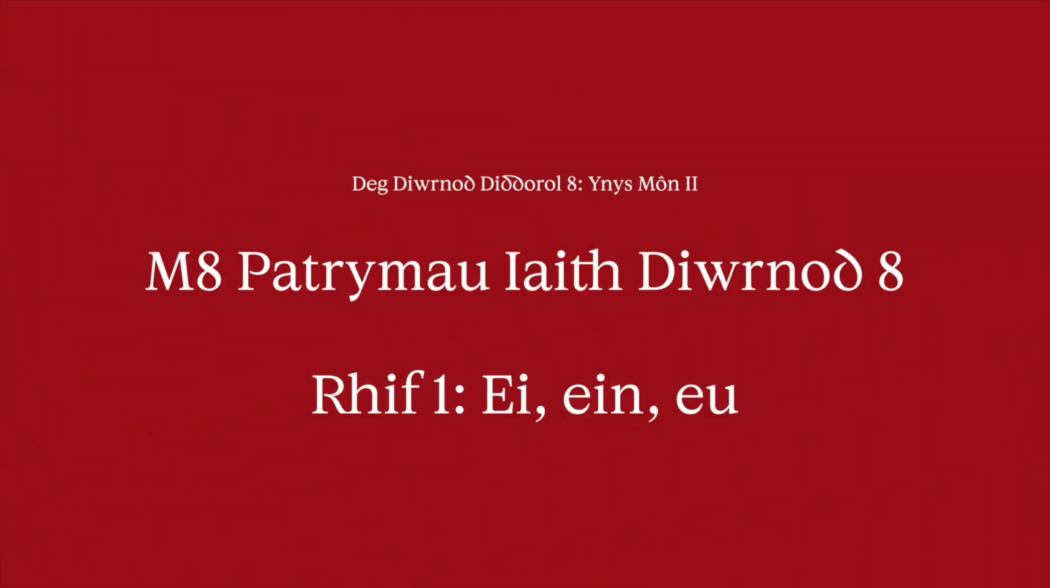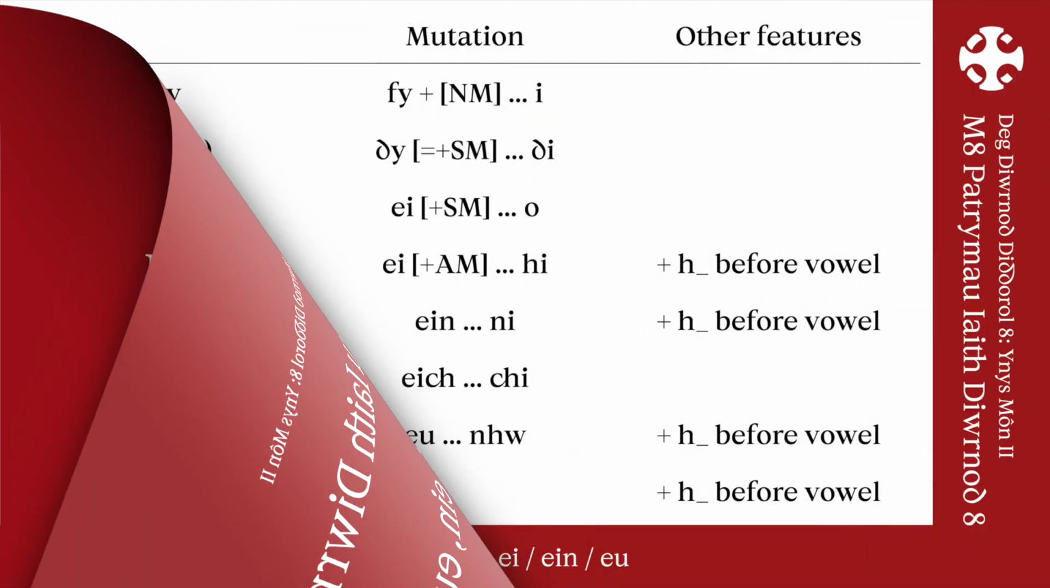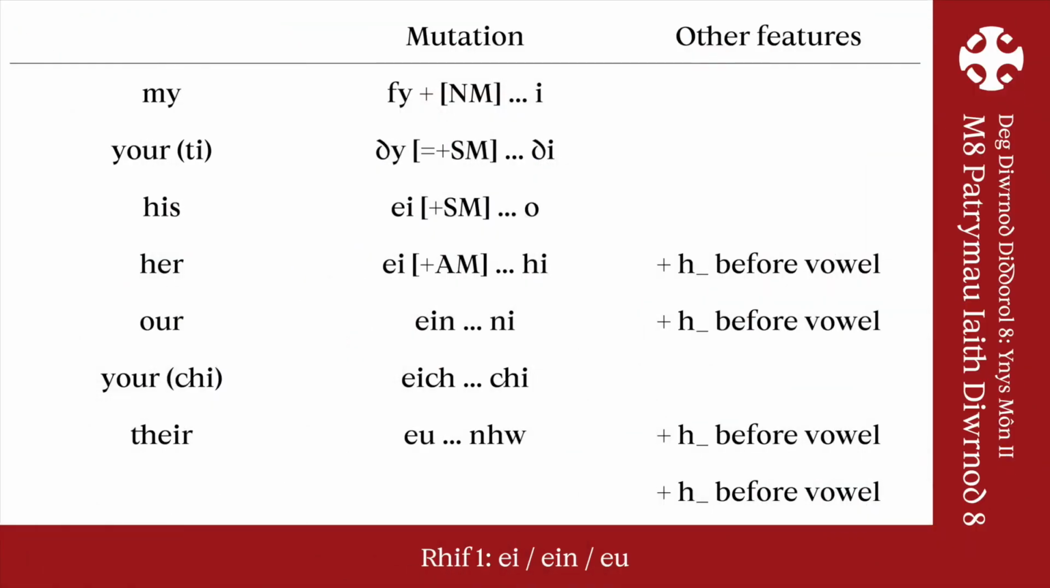Rhif 1. A, ein, a. His, her, our, their. The plus nasal mutation e. De plus soft mutation d. A plus soft mutation or.